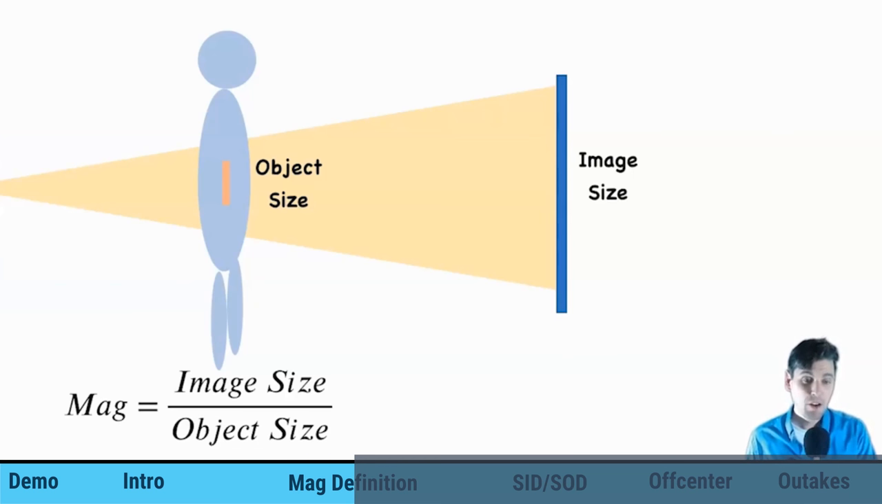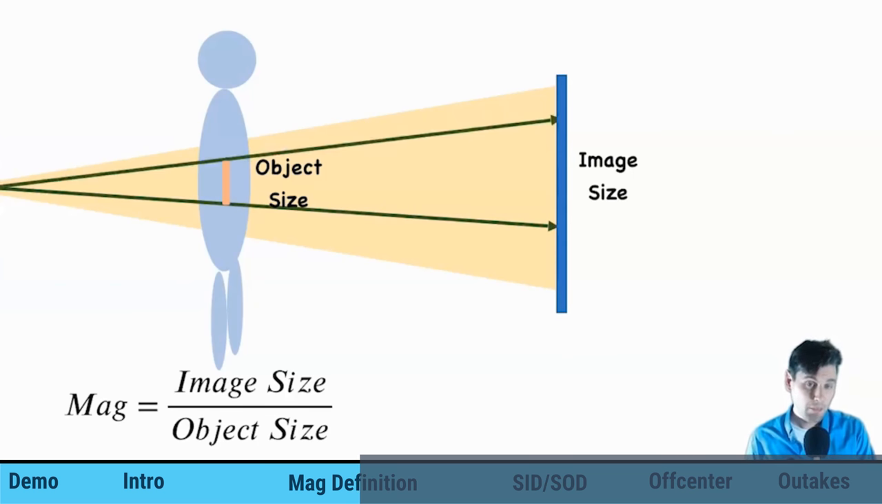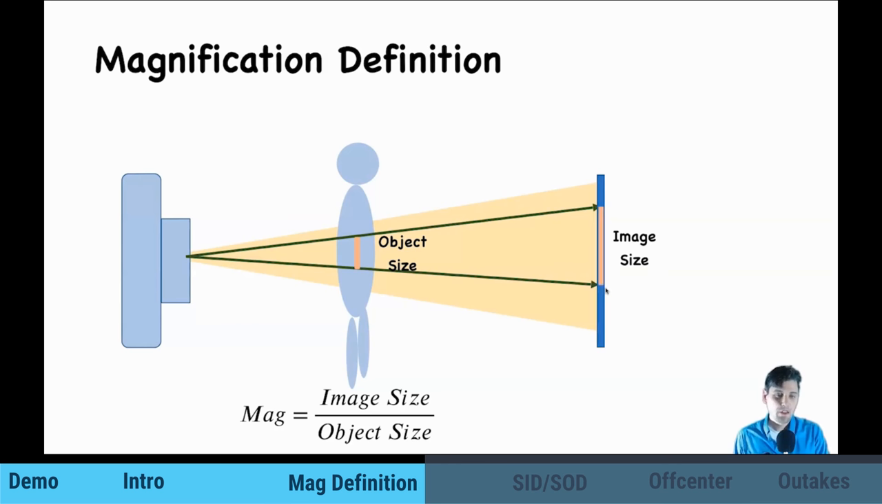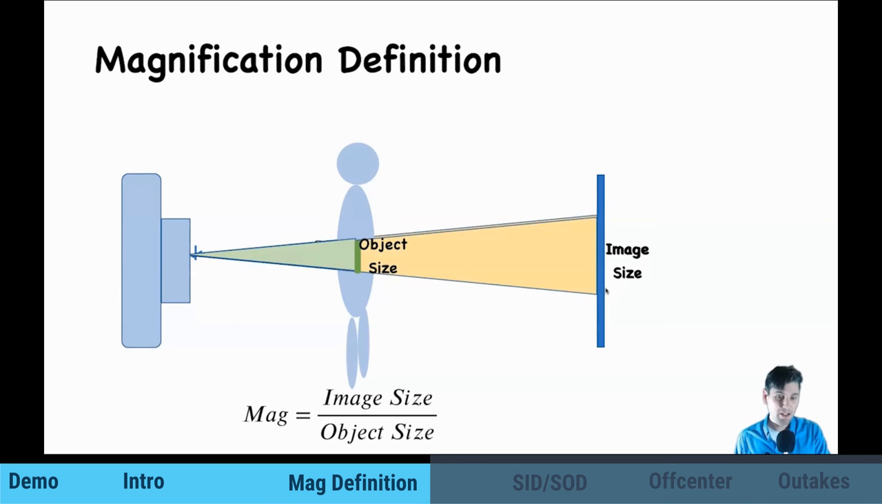And the definition of that will just be the image size divided by the object size. So that's the definition of how much larger the object is going to appear when it's projected onto the image plane, the plane where the detector is. So this number is always going to be larger than one because our x-rays are divergent. So it's always going to be the case that on the image plane, the object appears larger. So that's the definition for magnification.